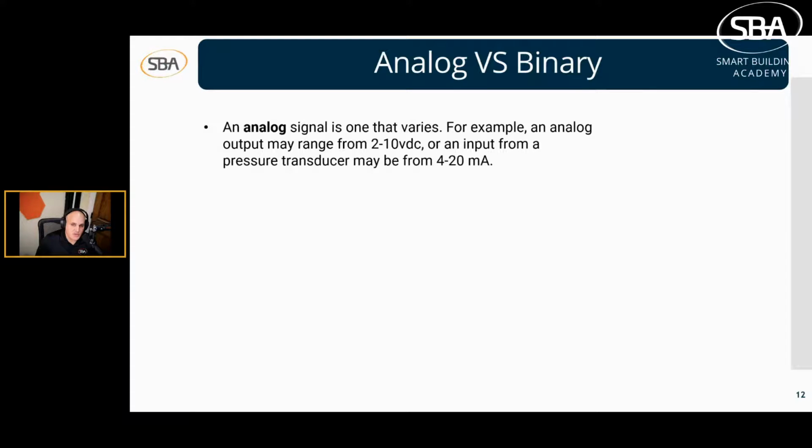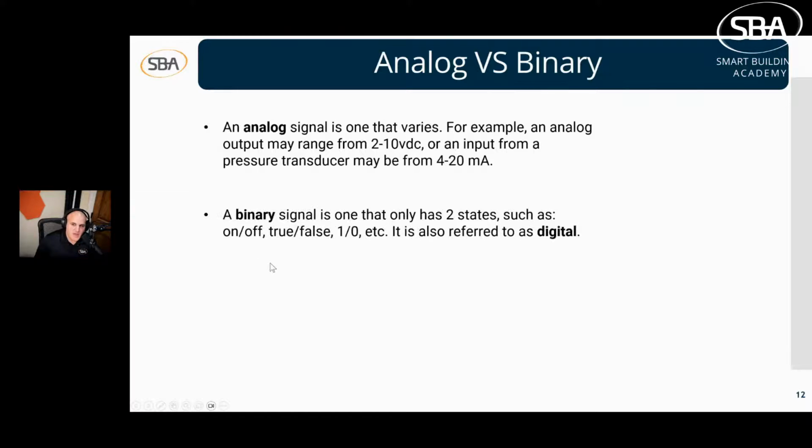The big things to know are you've either got analog or binary outputs. Analogs are signals that vary, like 2 to 10, 4 to 20, etc. And binary is something that only has two states. It's either on or off. It can also sometimes be called digital.